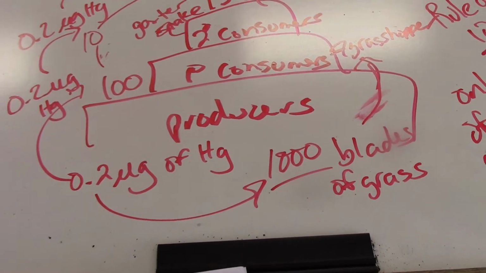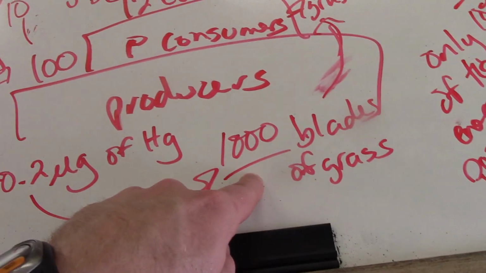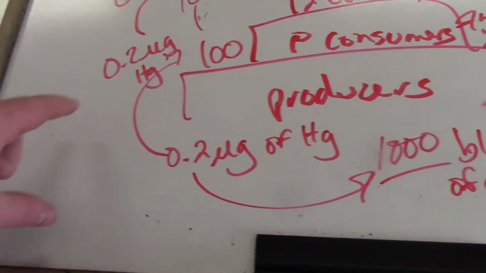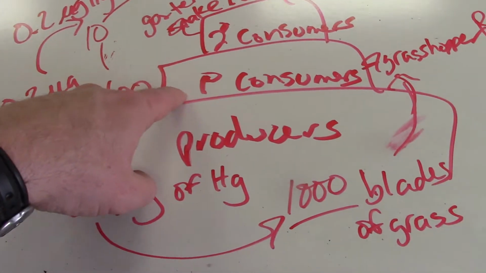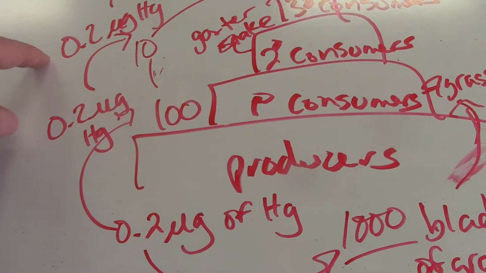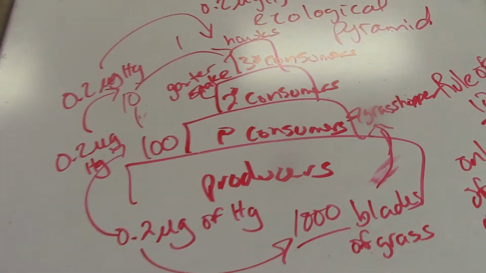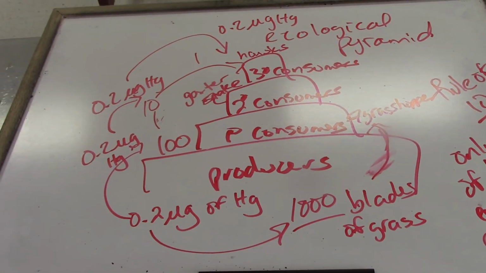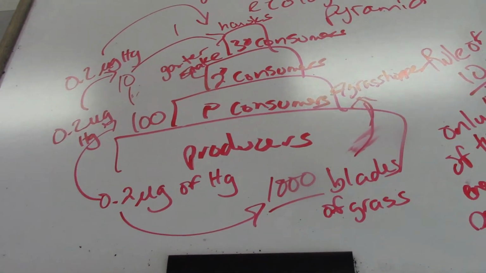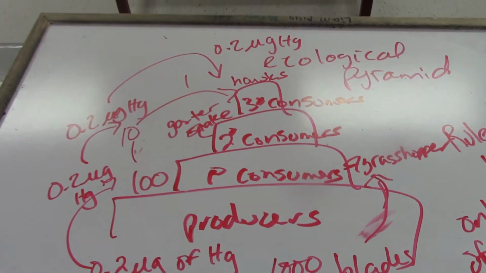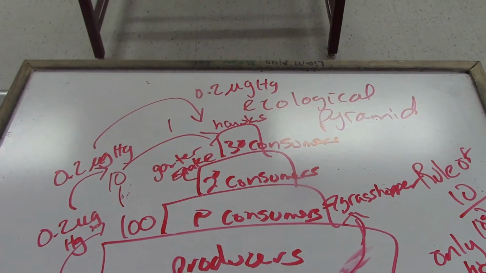Now, this might not be a big deal if you're a blade of grass, because this is spread out amongst 1,000 organisms. It gets to be a bit of a bigger deal when we move up the trophic levels, though. So now there's 0.2 micrograms spread out amongst 100 individuals, and then 0.2 micrograms of mercury spread out amongst 10 individuals at the next level. So what happens is these aluminum and mercury, because they're not broken down, their concentration remains the same, but the amount of biomass decreases as we go up trophic levels. So there's less and less organisms to spread these toxins around as we move up the food web.